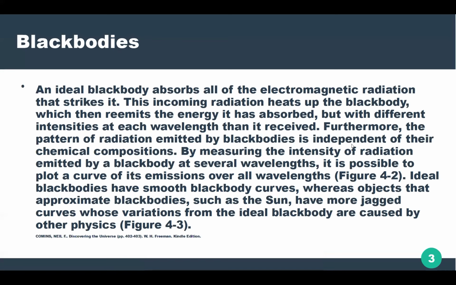By measuring the intensity of radiation emitted by a black body at several wavelengths, it is possible to plot a curve of its emissions over all wavelengths. Ideal black bodies have smooth black body curves, whereas objects that approximate black bodies, such as the sun, have more jagged curves whose variations from the ideal black body are caused by other physics.